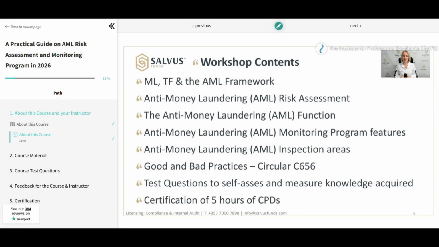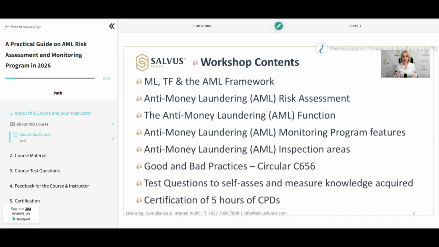The workshop contents are structured to guide you through the key areas of AML risk assessment and monitoring. We will begin with money laundering, terrorist financing, and the AML framework so that the regulatory and conceptual basis is clear from the start. We will then move to anti-money laundering risk assessment, where we will examine how AML risks are identified, assessed, and managed. The course will also cover the anti-money laundering function, focusing on the responsibilities, duties, and practical role of the AML function within a regulated entity.